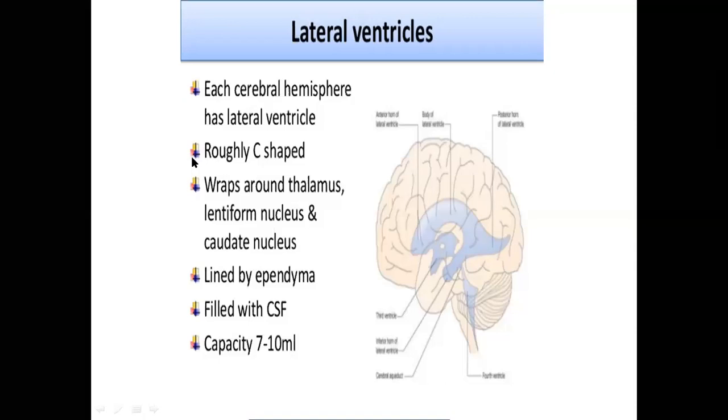Blood supply of the brain. So first we are going to see the lateral ventricle. When you see this diagram, it's a kind of schematic diagram. Here you can make out this is the C-shaped lateral ventricle, this hollow.